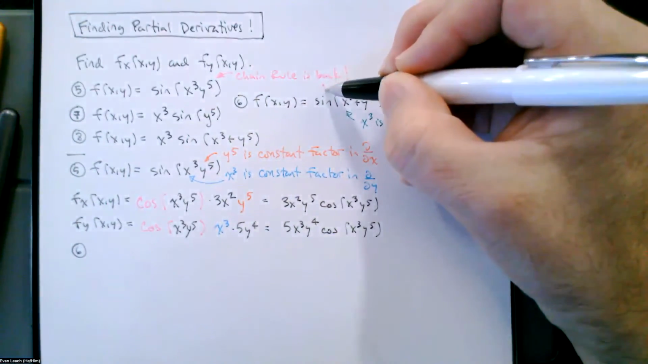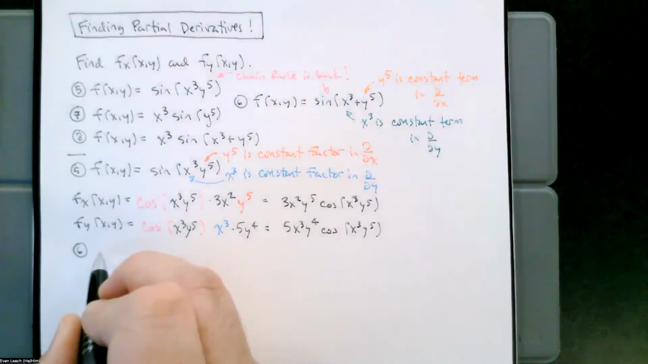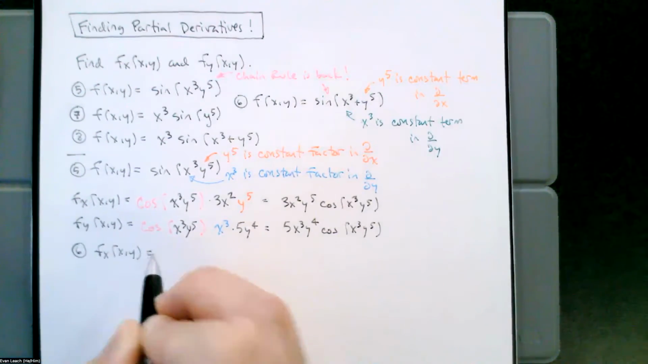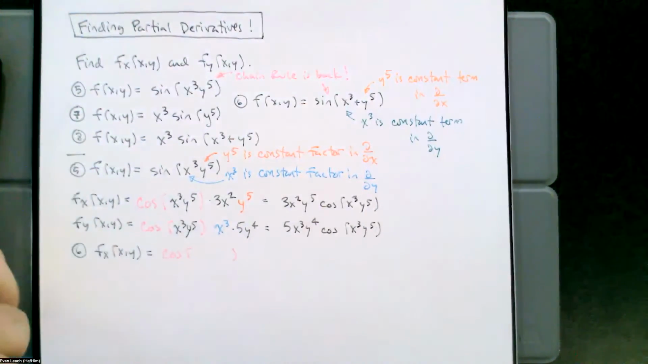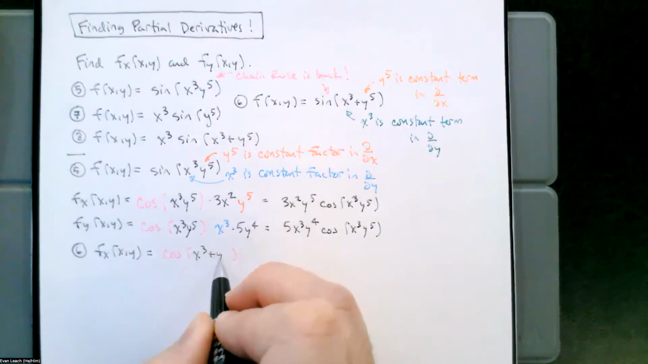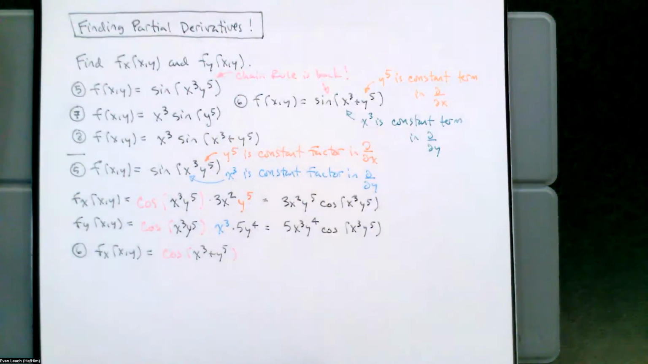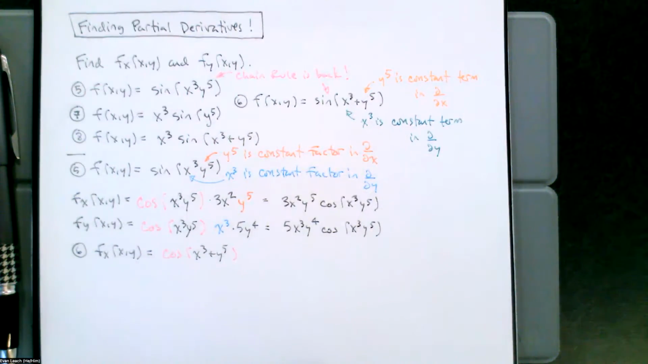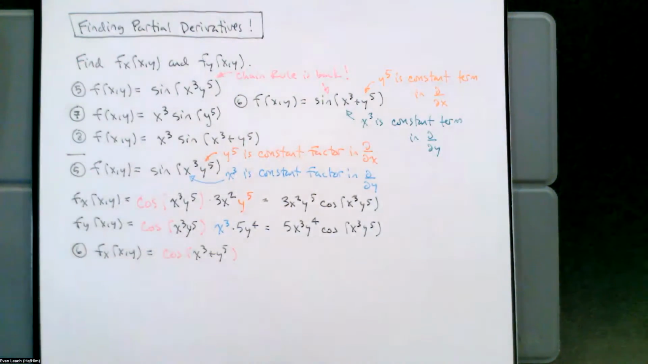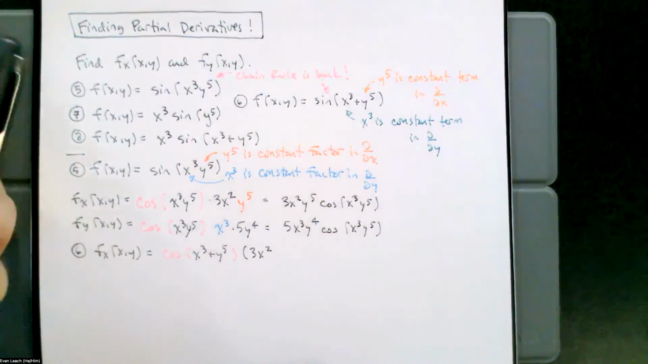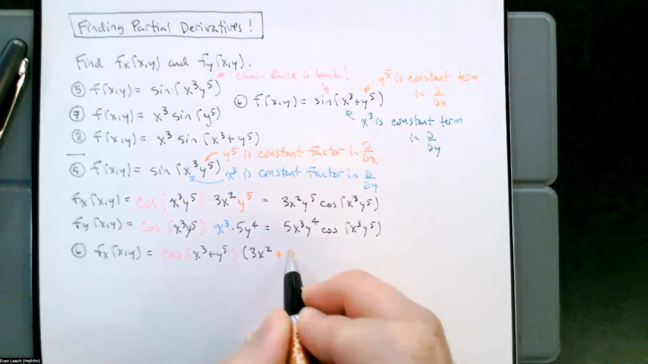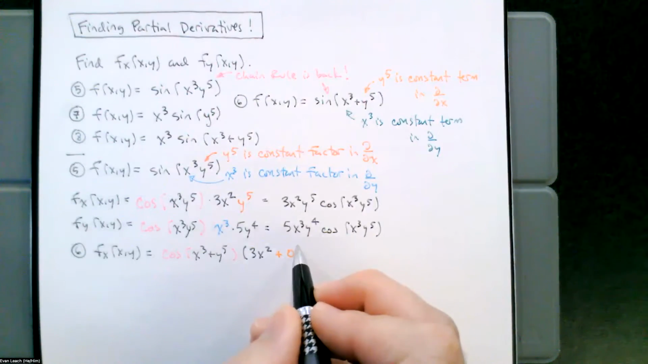Still at its core, it's a chain rule problem. The derivative of sine of some stuff is cosine of that stuff times the derivative of the stuff. In this case, we're taking the derivative with respect to x. Derivative of x cubed is 3x squared. The derivative of y to the fifth with respect to x is 0, because y to the fifth is a constant term with respect to x. So the derivative of the inside is 3x squared, but that y to the fifth is a constant term. We wouldn't write this, but we want to remind ourselves of where it went since we are new at this partial derivative business.